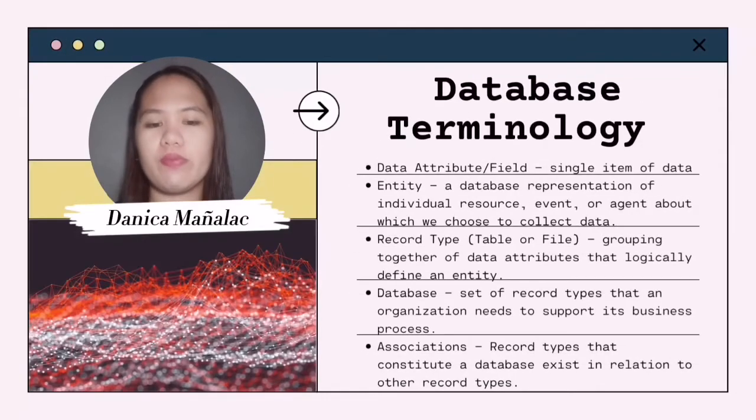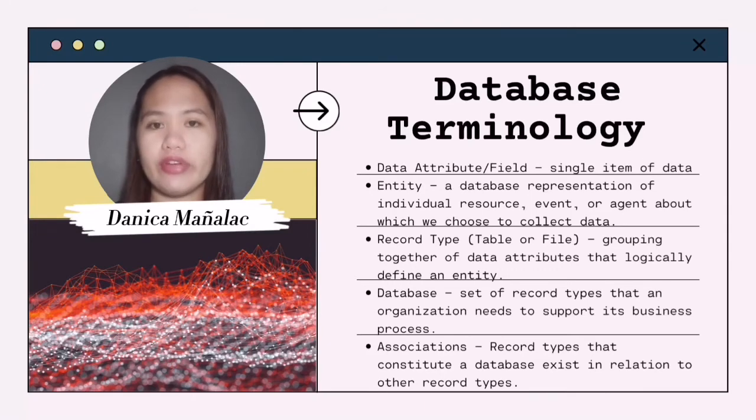Now here are some database terminologies that we should review before continuing to the models. First is the data attribute, or the field. It's a single item of data such as the customer's name, address, or account balance. Entity is a database representation of the individual resource, event, or agent about which we choose to collect data.